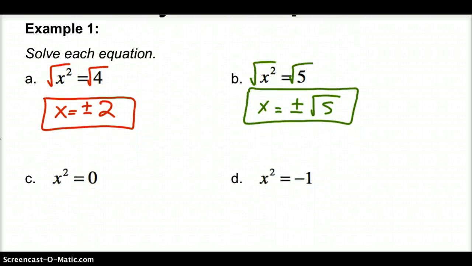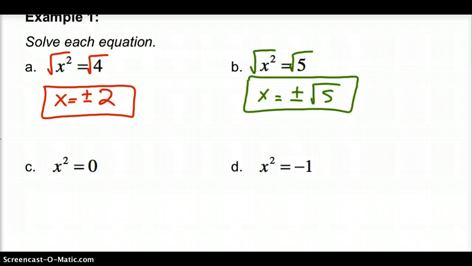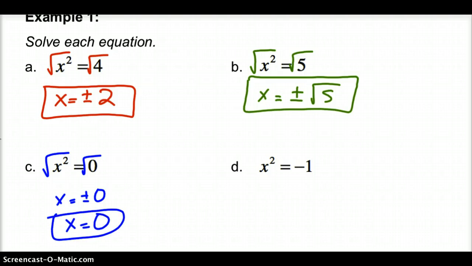Now, x squared equals 0 in part C here. Since our constant on the other side is 0, there's actually only going to be 1 solution to this problem. If I take the square root of each side, I know that the square root of 0 is just 0. This would be really silly anyway if you said plus or minus 0. So our only answer here is just 0. That's one answer that we have there.